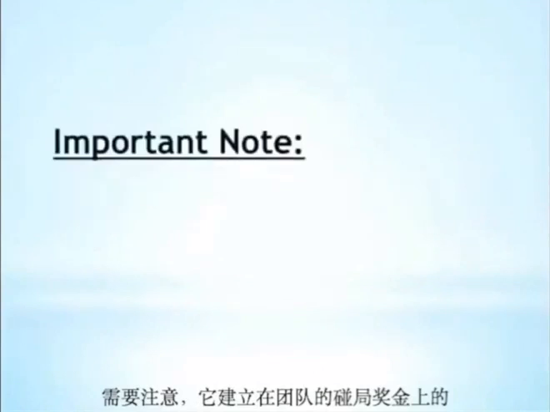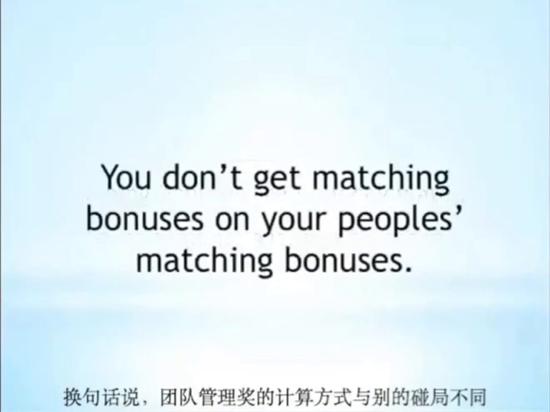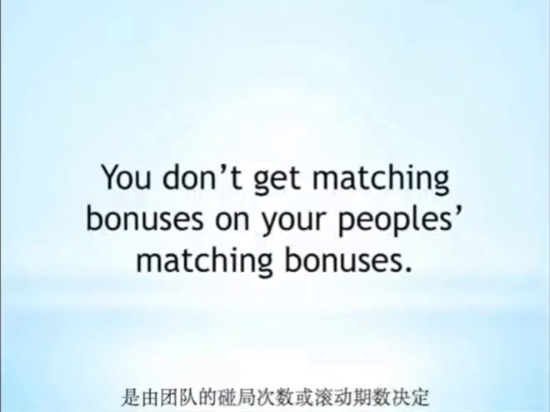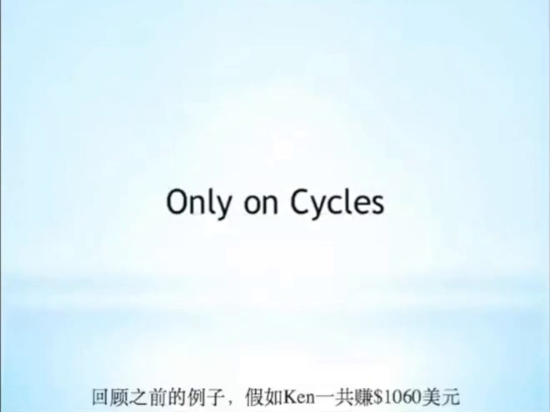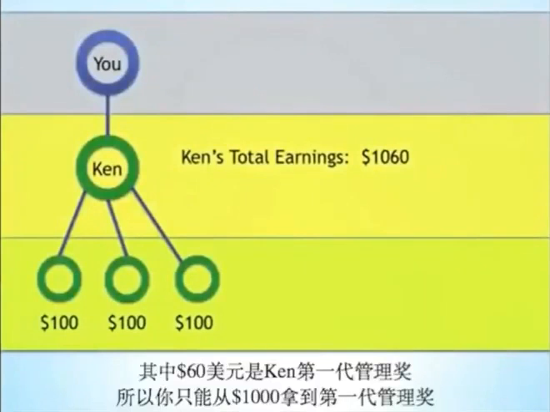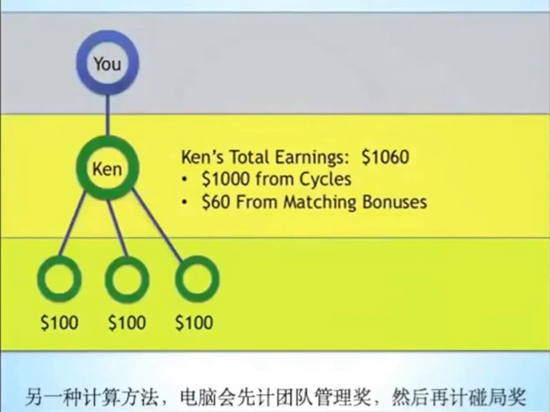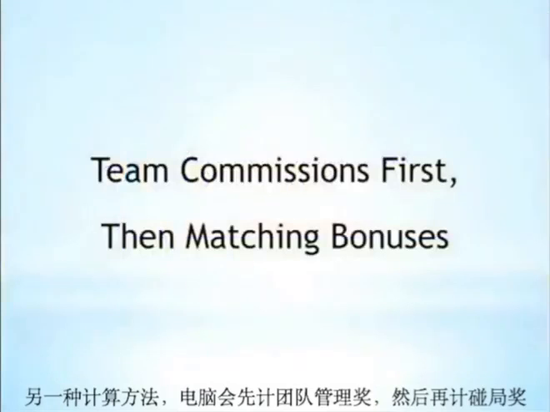One small but important note on matching bonuses is that they are only calculated on binary team commissions in your organization. In other words, you don't earn matching bonuses on your people's matching bonuses, only on their team commissions or cycles that their organizations generate. So, if we looked at our previous example, even though Ken's total check would have been $1,060, you would only receive matching bonuses on $1,000 of that amount, since the 60 represents Ken's matching bonuses. Another way of thinking about this is that the computer calculates team commissions first, then goes back a second time and determines all the matching bonuses off that first independent commission run.